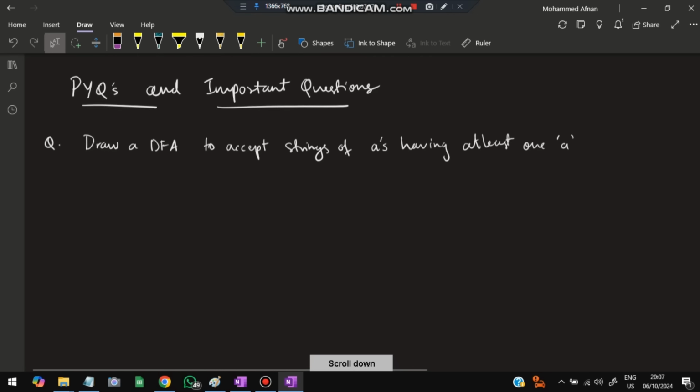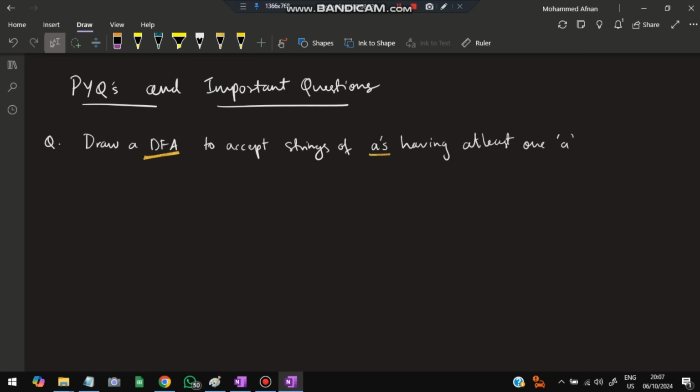The question is, draw a DFA to accept strings of A's having at least one A. Now we have to define the language first. First, you have to define the alphabet. The alphabet given here is A only.